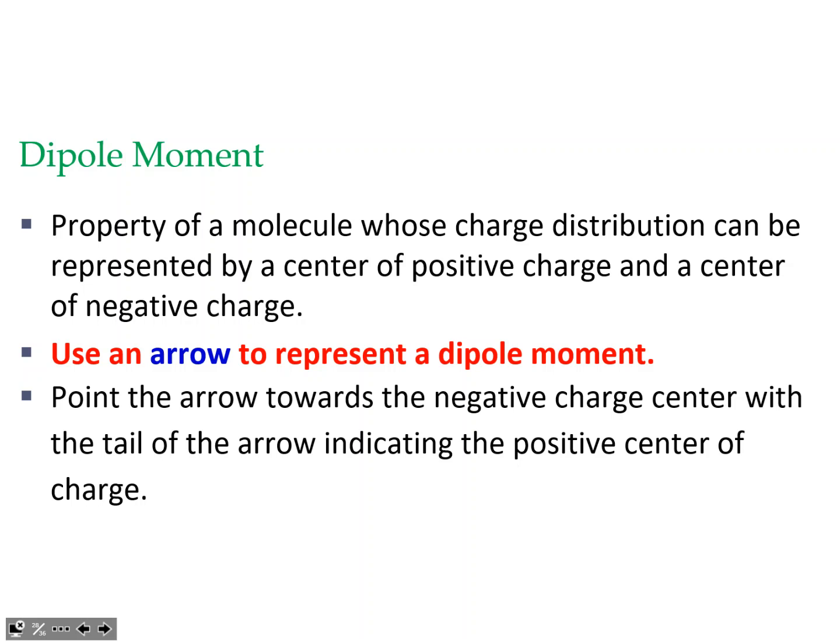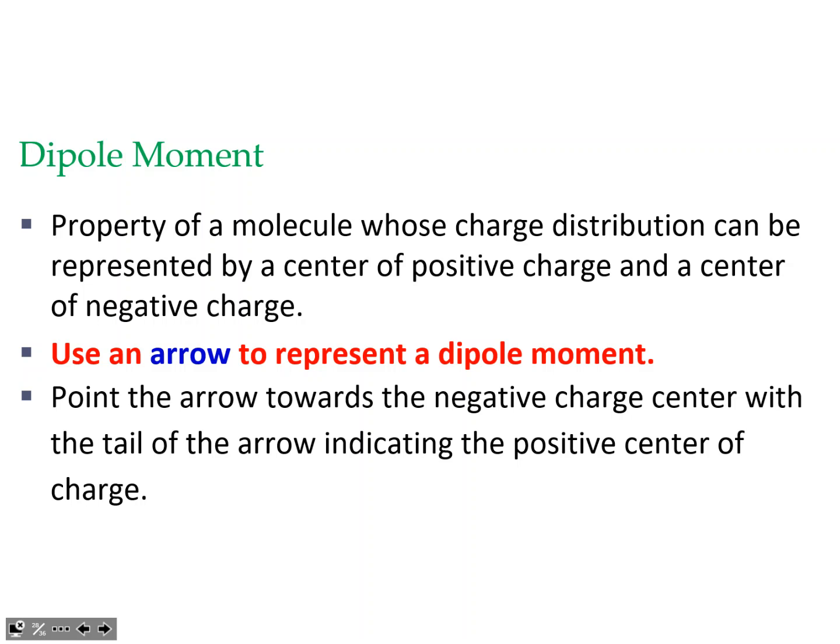Okay, on to dipole moments. Dipole moments. Property of a molecule whose charge distribution can be represented by a center of a positive charge and a center of a negative charge. So you have two charges on different sides, hence creates a dipole. Di meaning two, pole meaning poles, ends of the molecule.